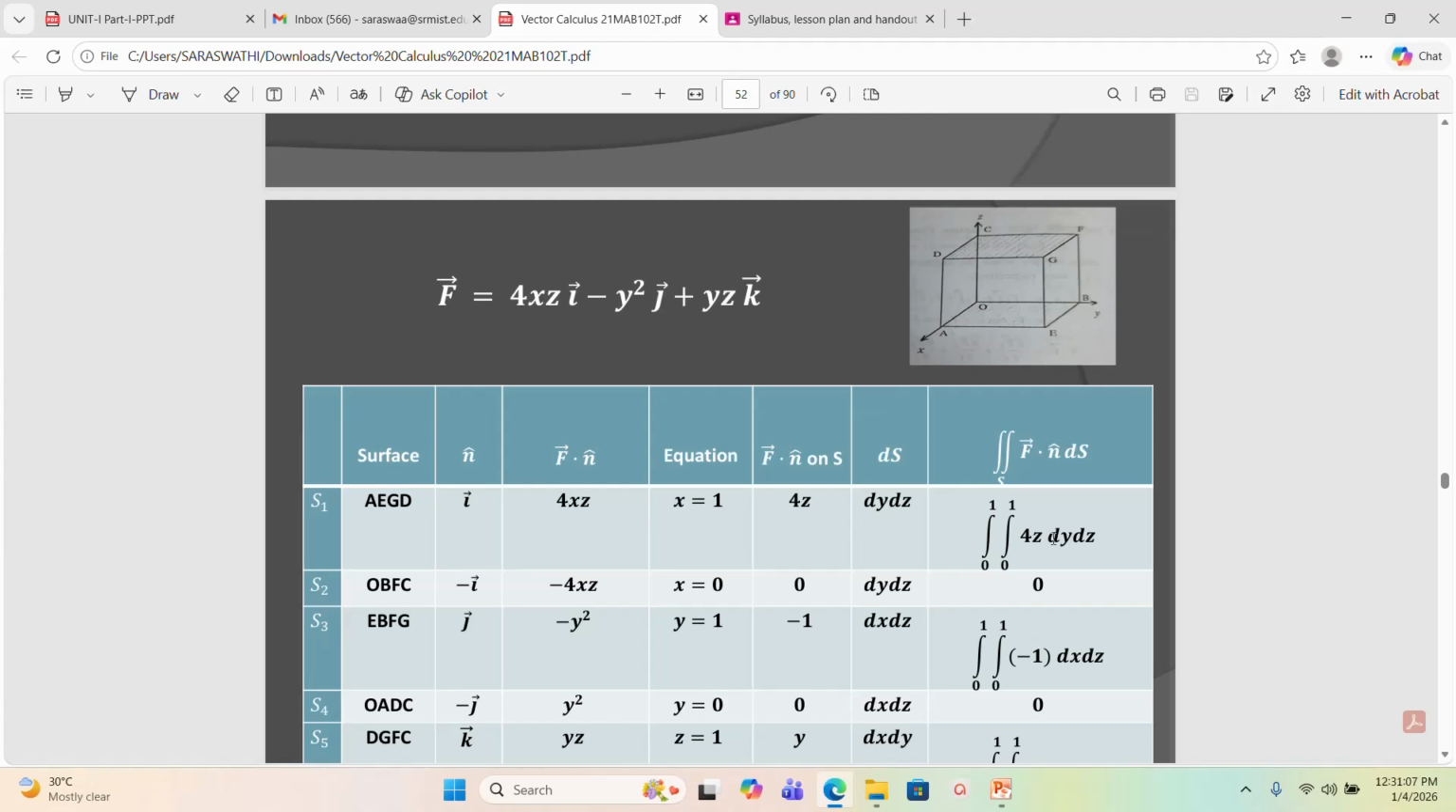Hence, the value of F dot n cap into dS is equal to minus 1 into dx dz, since this is the xz plane, and the limits for x equal to 0 to 1 are given, and also the limits for z equal to 0 to 1 are given.